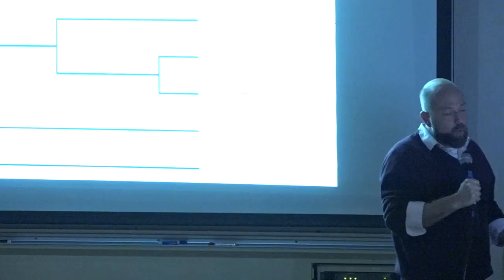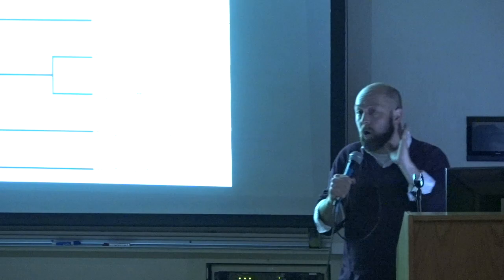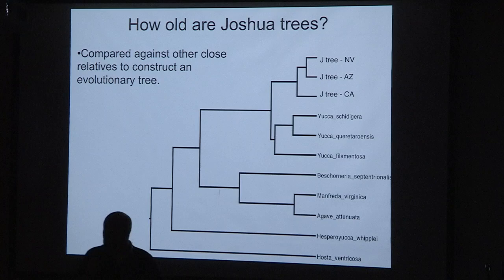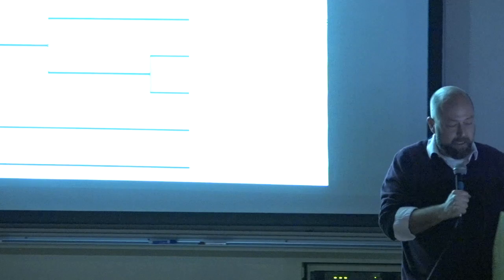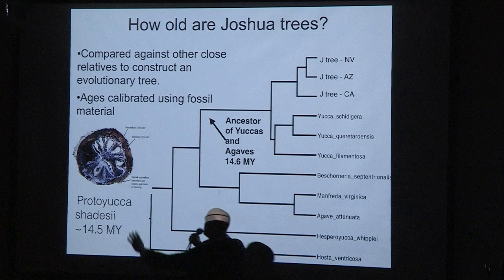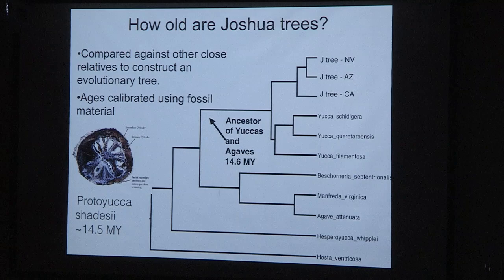We've also used some additional information, something called a molecular clock. All this means is that by using some fossils, we can try to estimate, for example, how old was the common ancestor of yuccas and agaves, and then from that we can extrapolate other information. It turns out that we're really lucky that there is a fossil, something called Proto-Yucca shadesii. It was found in central Nevada. Here's the fossil. This is a cross-section through a trunk, and I'm not a wood anatomist, but apparently if you study wood, yuccas have weird wood, and the anatomists look at that and they're like, oh yeah, definitely a yucca. I take their word for it. I will admit, yep, that looks like the inside of a Joshua tree to me, but what do I know?